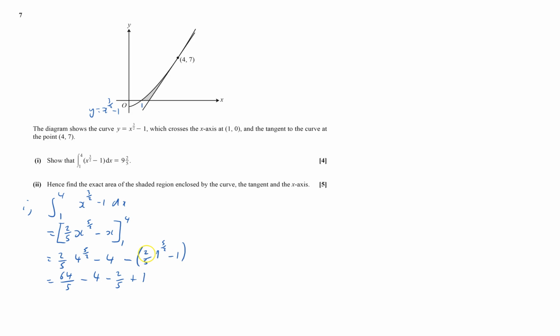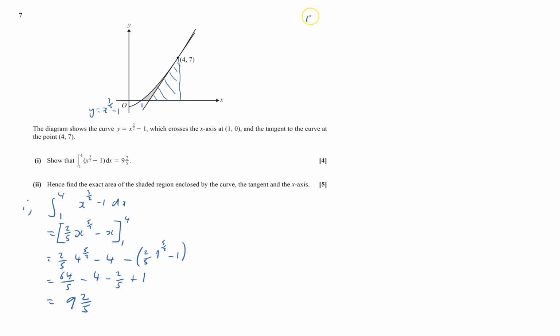Always be careful about minus outside the brackets, and so that comes to 9 and 2/5, which is what they wanted, so that's good for 4 marks. Hence find the exact area of the shaded region. Well, I've just worked out the whole area underneath this. I just now need to subtract the area of that triangle.